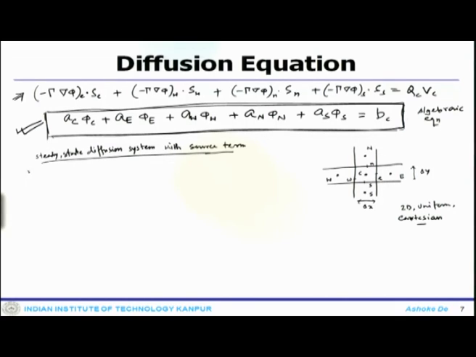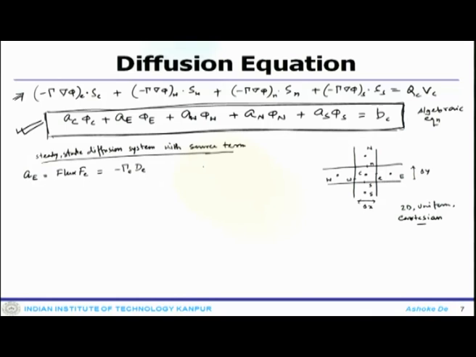and how they are obtained. If you write, A E is essentially your flux F E, and that is minus gamma E d E. And what is d E?